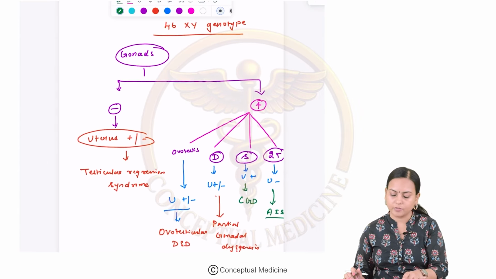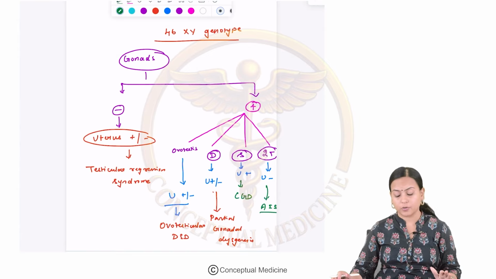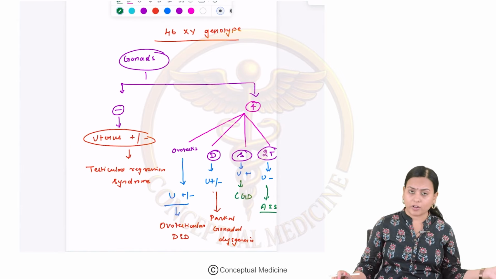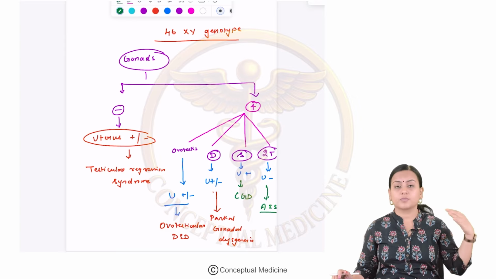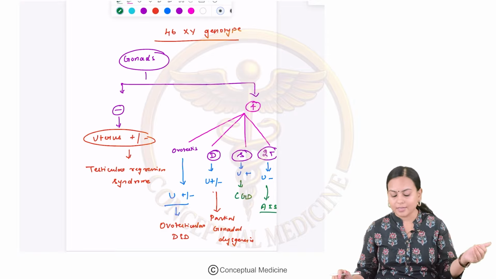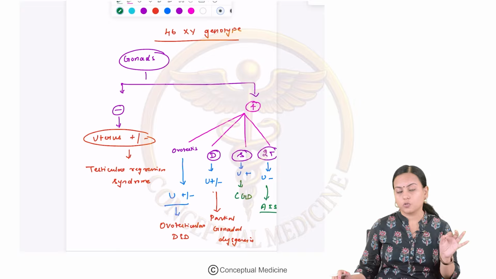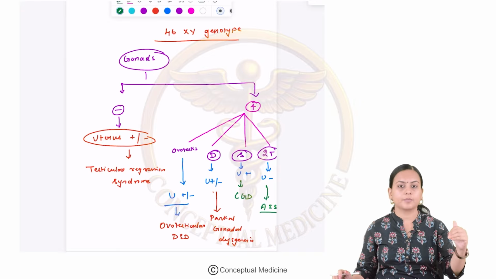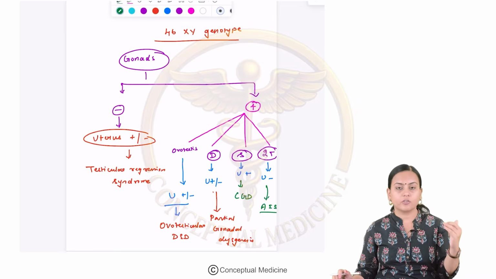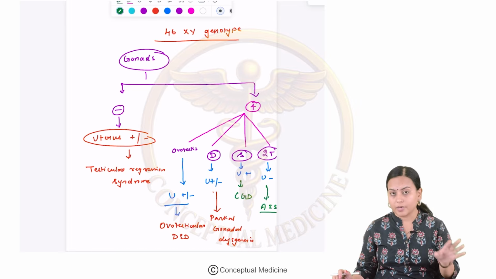Okay. So once again I will tell you, when you have a 46XY genotype, you have to check whether the gonads are present or absent. When the gonads are absent, even when a uterus is present or absent, you don't consider this. When the gonads are absent, then you have to name them as a testicular regression disorder, right? Then if the gonads are present, you should know what type of gonads are present. It can be ovotestis, or it can be a dysgenetic gonad, or it can be a streak gonad, or it can be two normal testes also.